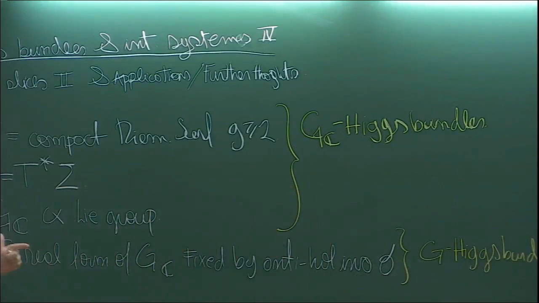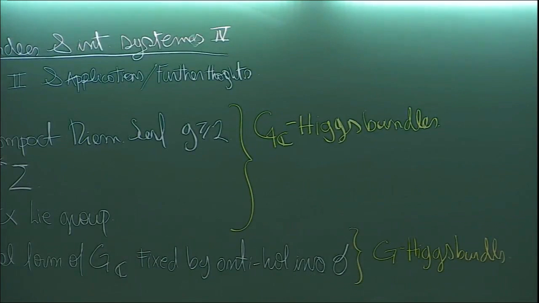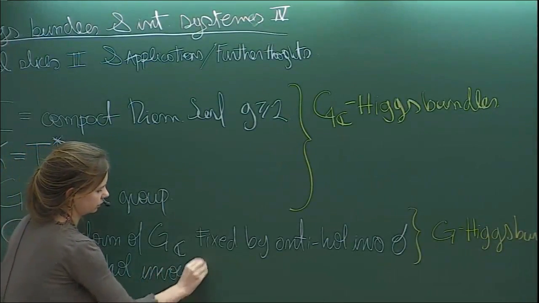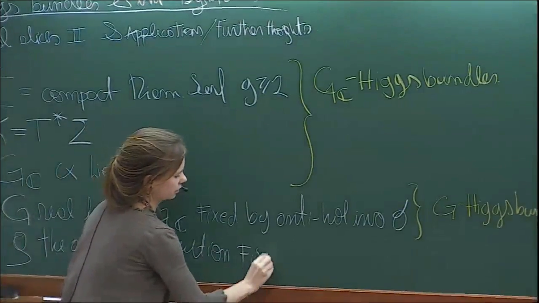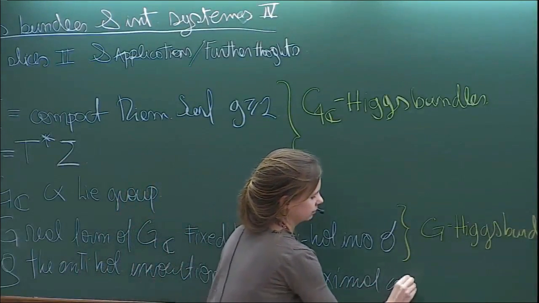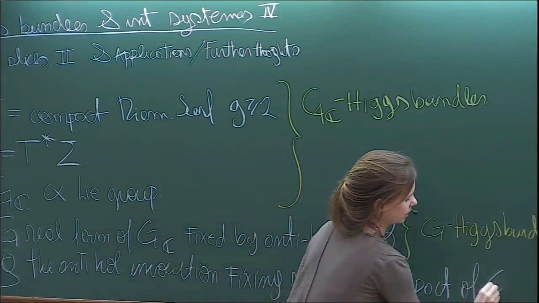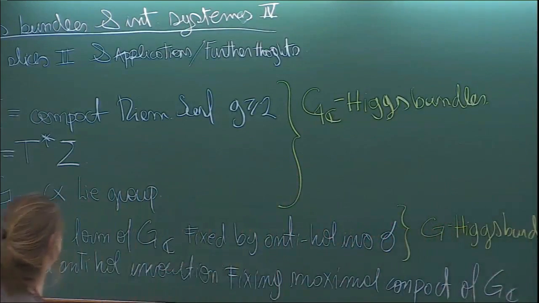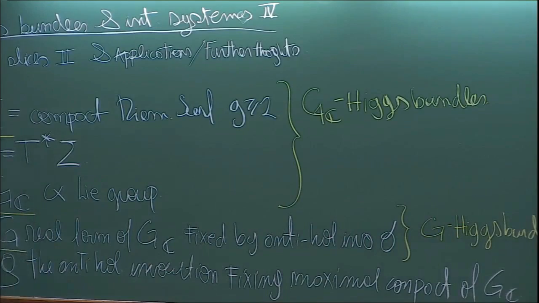And one thing that was given for us is the maximal compact subgroup. So we're going to call here rho the anti-holomorphic involution fixing the maximal compact of the complex group G_C. So with all this information, what we've done is we've chosen a complex group and we've chosen a real form of the complex group, and we have our Riemann surface here.